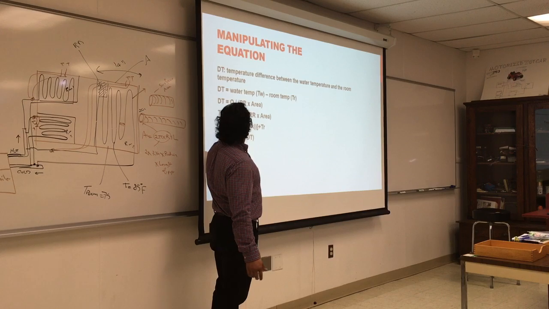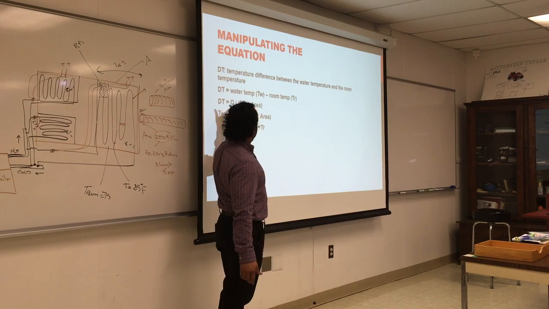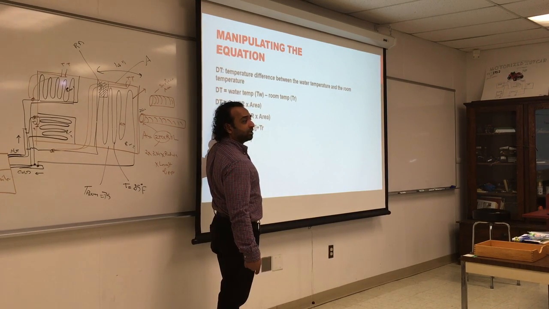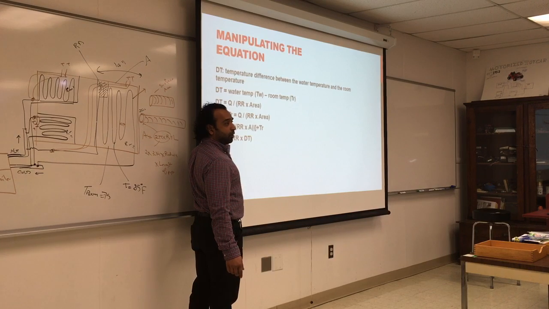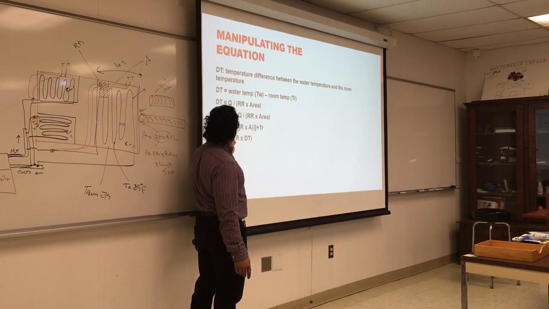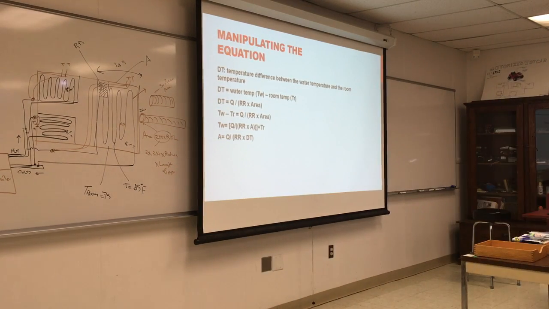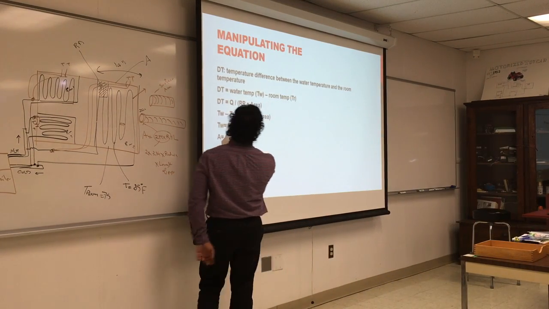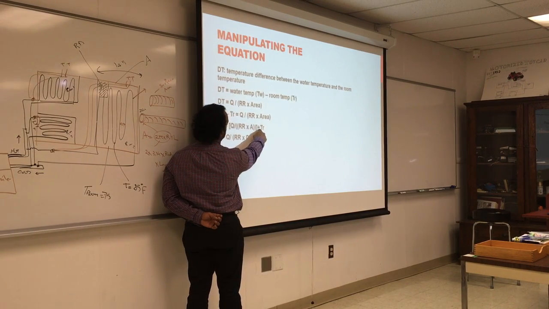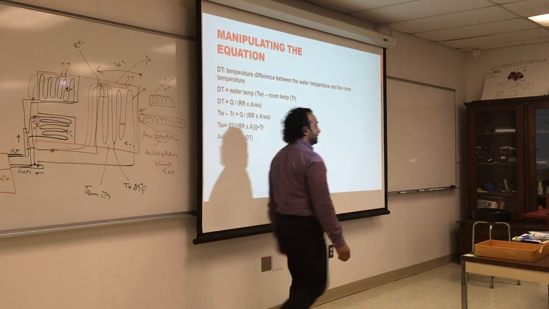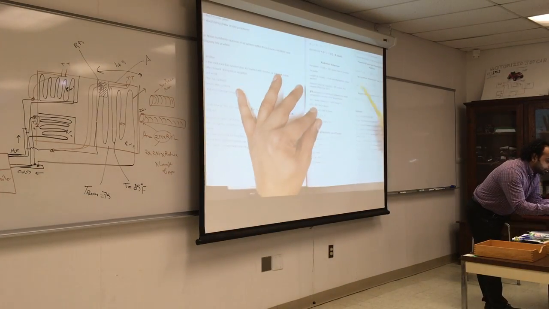dT is Q over RR, the radiation rate, times the area. If I just manipulate the equation, I can find what water temperature I need to send to that room. dT is also the temperature of the water minus the temperature of the room. It's still the same. If I want to find what water temperature will give me that radiation rate, so I can increase or decrease the water temperature, this is what I plug in: the Q required for the room over the radiation rate times the area, plus the temperature of the room. You can see this equation dissected here. So these are the variables.